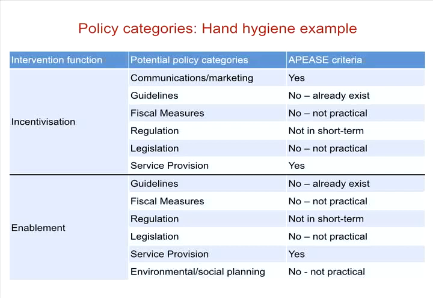This is just a general worksheet. I guess we'll have an opportunity to go through this a little bit this afternoon. These different categories are nicely laid out, so you can start to think, for your particular behavior that you're trying to change, which of these would be relevant using those APEASE criteria, and help you know how to leverage those.